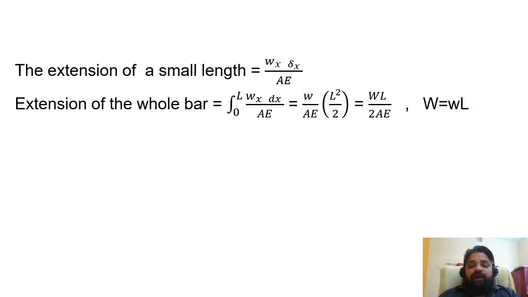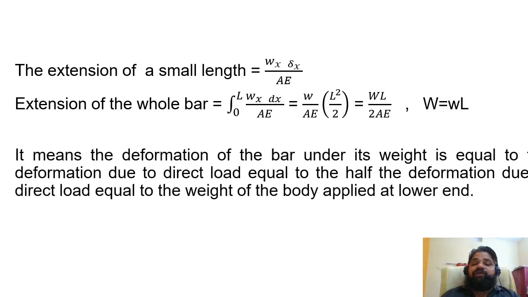What does it mean? What does it conclude? We started with epsilon is equal to sigma by E, where this epsilon and sigma come from external loading. Now we have started with the internal loading, due to its own weight, and reached WL by 2AE. So what can we understand? The elongation induced in the body due to its own weight is half of what it would normally be if we apply the load from outside.